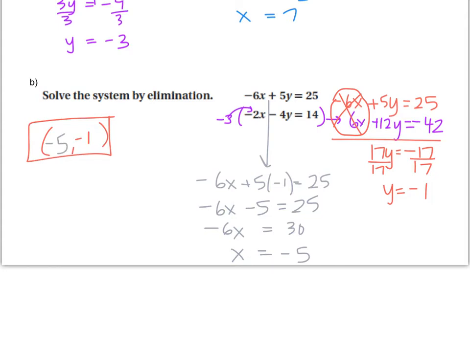One way that you can double check is you plug in negative 5 into the other equation and confirm that you get negative 5.